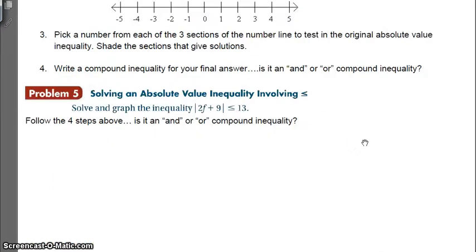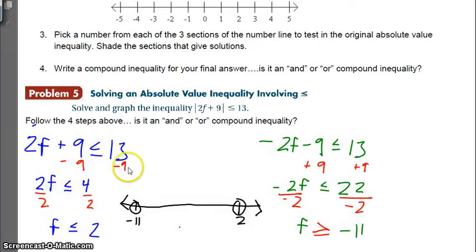Now, especially since I'm running out of time, I need you to pause the video and try number 5 on your own. Use the positive or negative method, like you have to do both, and solve for the 2 different solutions you get, and then write out the compound inequality, whether it's an and or an or. So I'm trusting you. Pause the video and try this, because then I will come right back and show my solution.